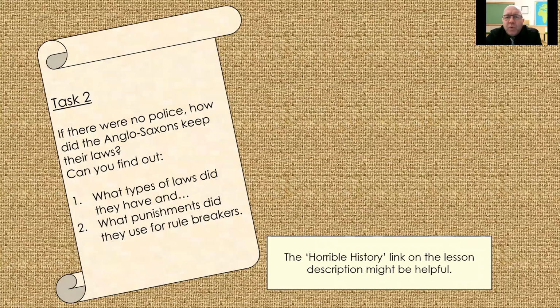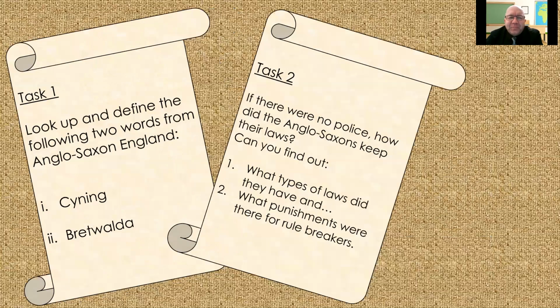There are some weird and wonderful ones, I promise you. Some of them are horrific. Some of them make no sense at all. But it's really interesting to read up about and to find out about. And if you want a few ideas, I've included a link in the lesson description to part of a Horrible Histories program. And it's really good at sharing some of the stranger punishments that are out there. So do take a look at that, and maybe you'll think twice about committing a crime.